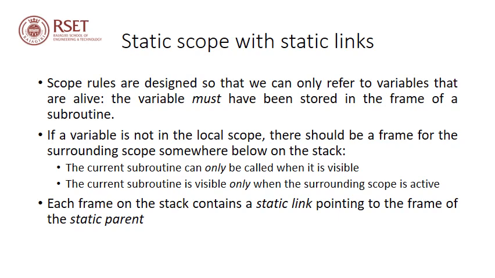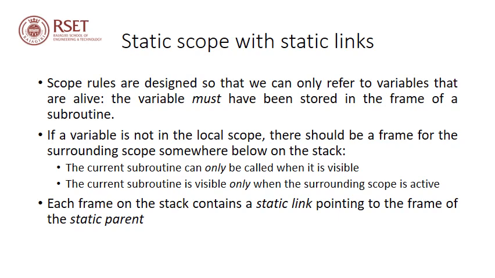Scope rules are designed so that we can only refer to variables that are alive. That variable must have been stored in the frame of a subroutine, the activation frame of a subroutine. If a variable is not in the local scope for a nested subroutine, there should be a frame for the surrounding scope somewhere below on the stack. The current subroutine can only be called when it is visible, and a nested subroutine is visible only when the surrounding scope is active.